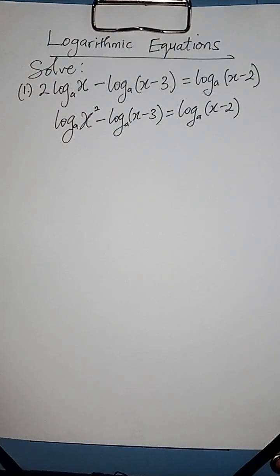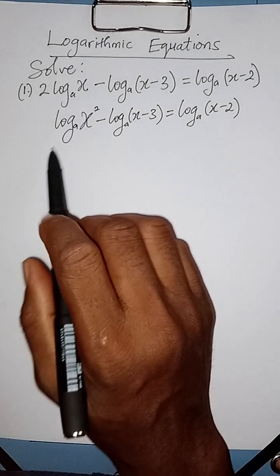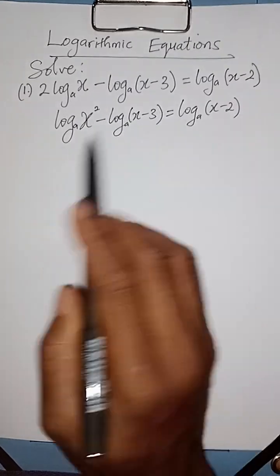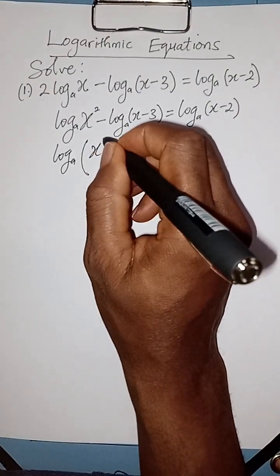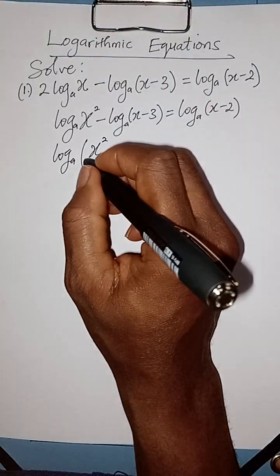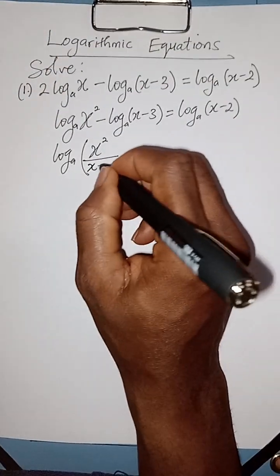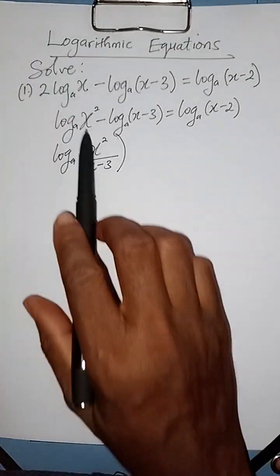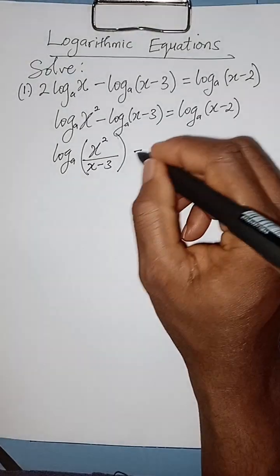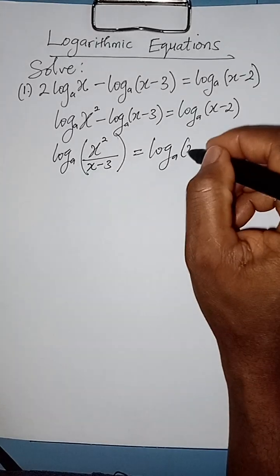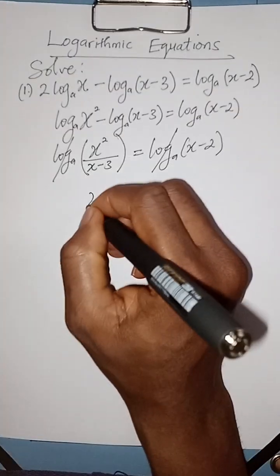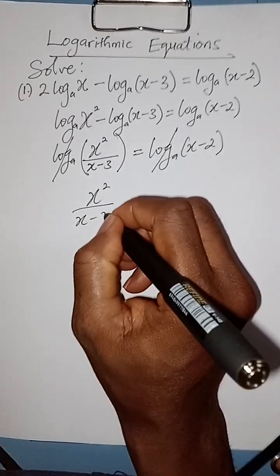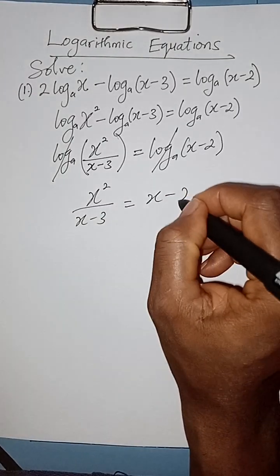The next step is to write the left-hand side as 1 log, which means I'll reduce this to just 1 logarithm. Now recall, subtraction in logarithm is division. So divide by x minus 3. So I've succeeded in writing this as 1 log equal to log (x minus 2). Now with this, it's easier for me to cancel out the log. So I'll be left with x squared divided by x minus 3 equal to x minus 2.